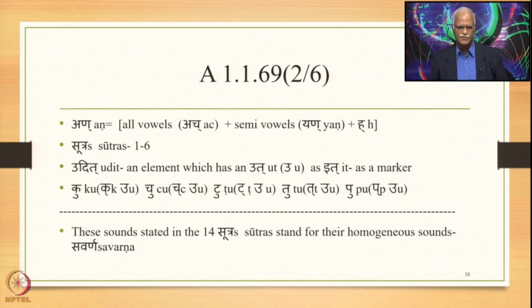So 1169 says that all ans as well as udits, that means all vowels plus semi-vowels and h and ku, chu, tu, tu, pu, all these stand for their homogeneous sounds. To put it in brief, we can say that this sutra means that these sounds stated in the 14 sutras stand for their homogeneous sounds or savarnas.